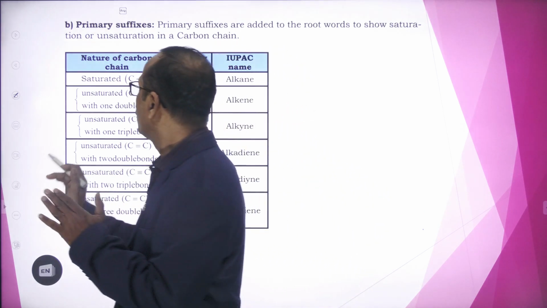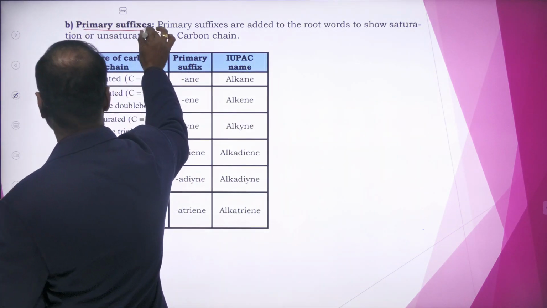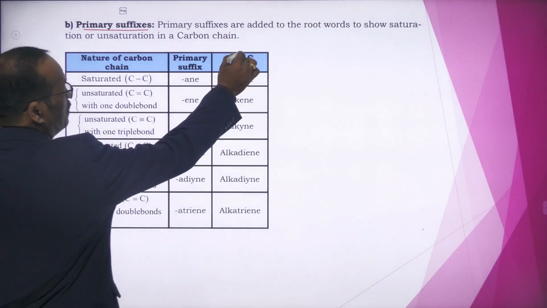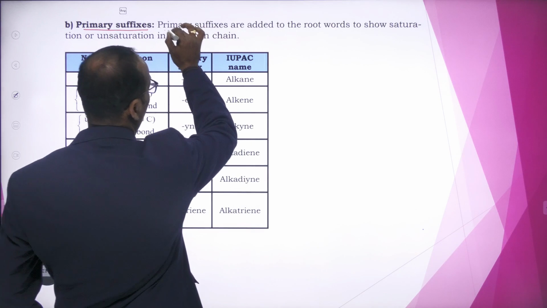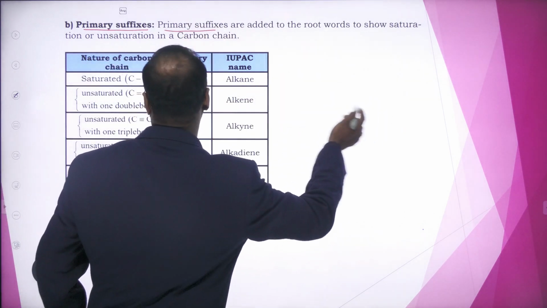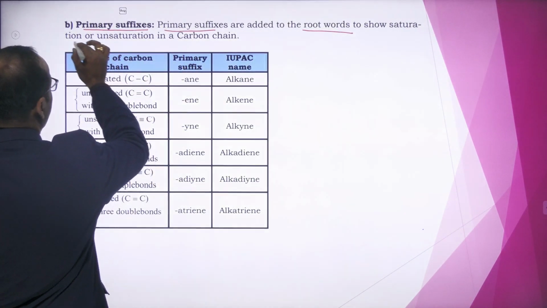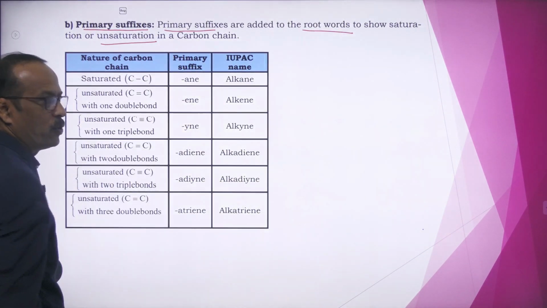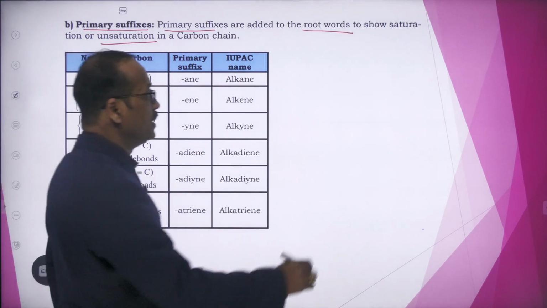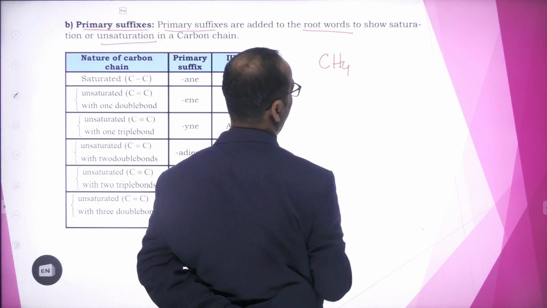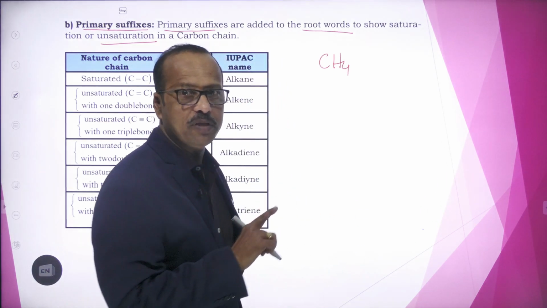Okay, so now here, primary suffix. Primary suffixes are added, okay, where? To the root word, to show the saturation or unsaturation of a hydrocarbon. For example, CH4. I have given this one, and I'll say how to name this one also.